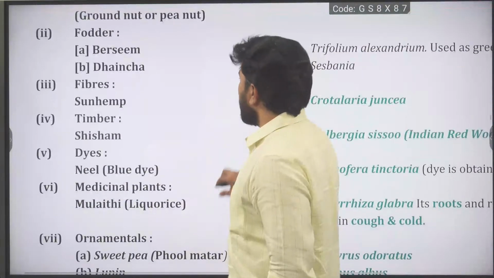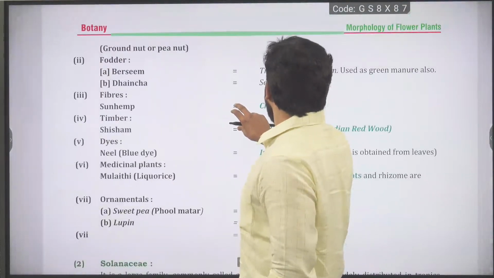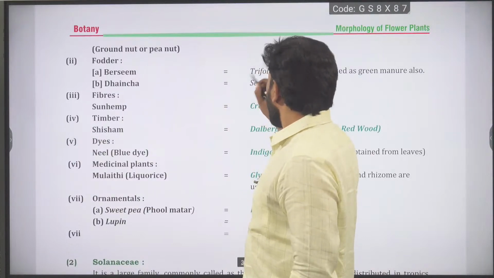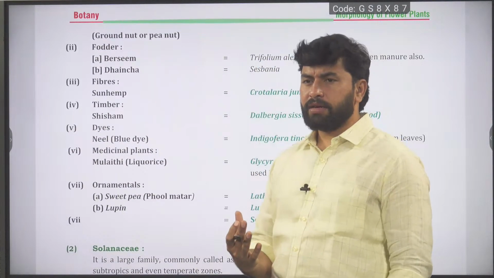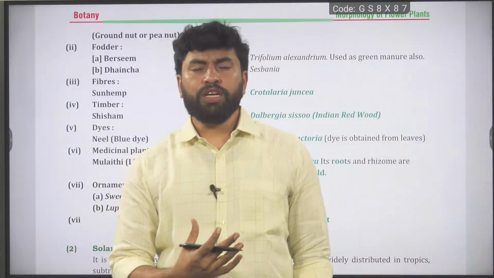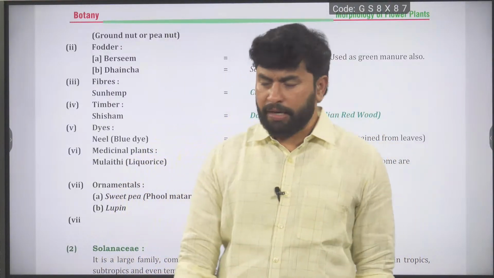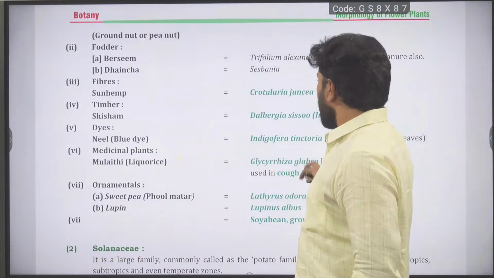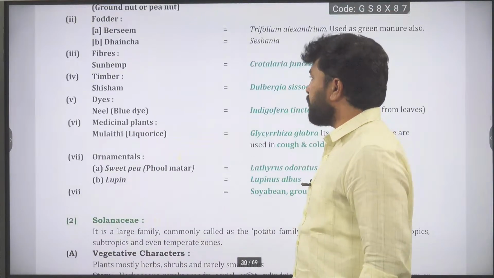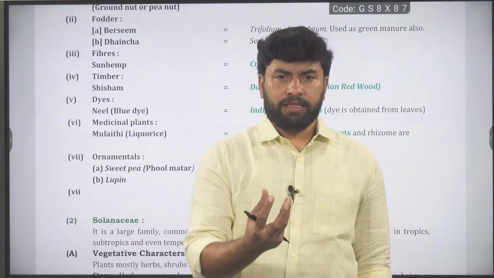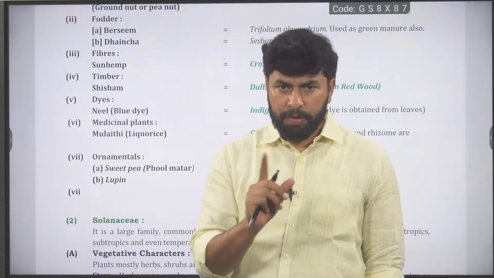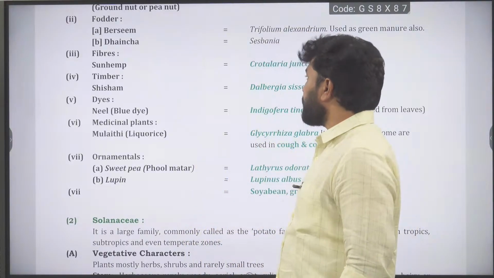Fodder: berseem, that is Trifolium, and Sesbania. Trifolium and Sesbania are used as fodder. They are protein rich food for animals. Fibers: sunhemp, Crotalaria juncea. By using them, they prepare linen cloth. Linen cloth is prepared from the fibers of sunhemp.